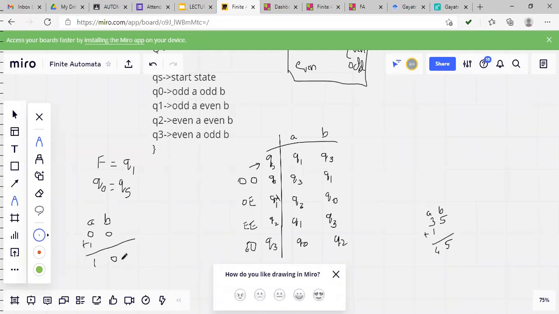तो ये 1 0 मतलब क्या हो गया? My number of A's are odd and number of B's are odd. Okay? So number of A's are odd and number of B's are odd. तो odd odd हो गया, right? तो odd odd कहाँ पे है हमारा? It is in Q0. So this becomes odd and this is even. I'm sorry.